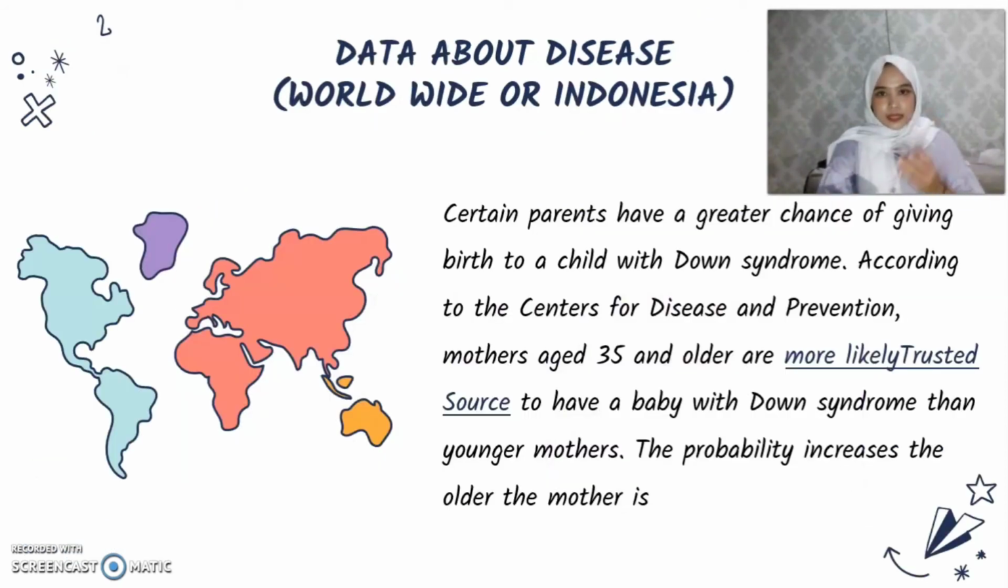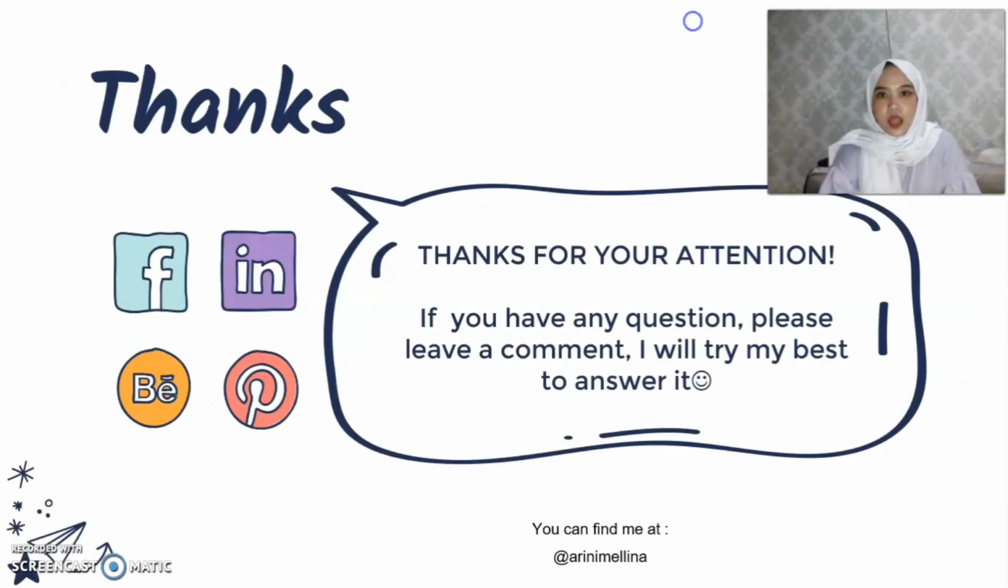Data about the disease worldwide or in Indonesia. Certain parents have a greater chance of giving birth to a child with Down syndrome. According to the Centers for Disease Control and Prevention, mothers aged 35 and older are more likely to have a baby with Down syndrome than younger mothers. The probability increases the older the mother is.